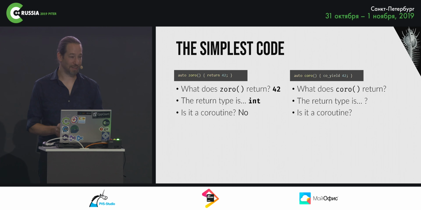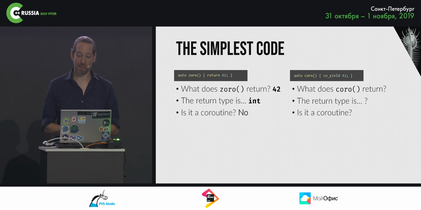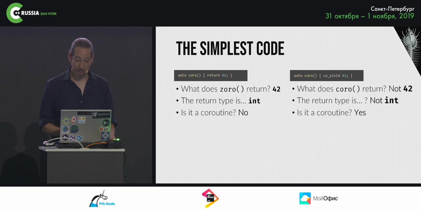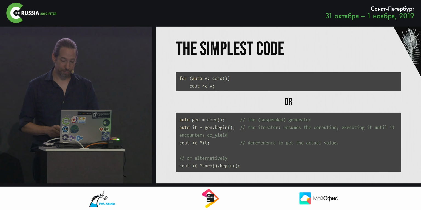It doesn't return an int. And what is the return type? It's not int. Is it a coroutine? Yes, it is a coroutine. Okay, so we can see that the code actually looks very, very similar. So let's see how we can use coro.